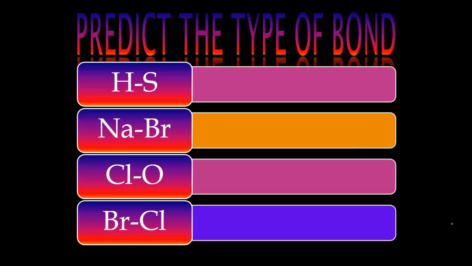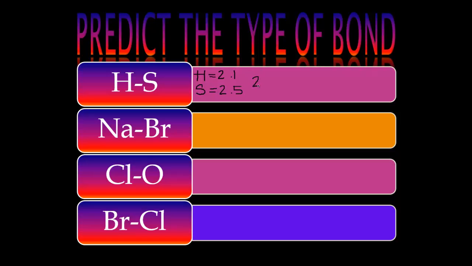So let's look at predicting the types of bonds you would have. So you're going to need your bright orange sheet. So why don't you pause it and go find your bright orange sheet. So if you're looking at your bright orange sheet, you're going to look at the side with the periodic table, and you're going to look up the two elements listed. So if we look, H has an electronegativity value of 2.1. S has an electronegativity value of 2.5.